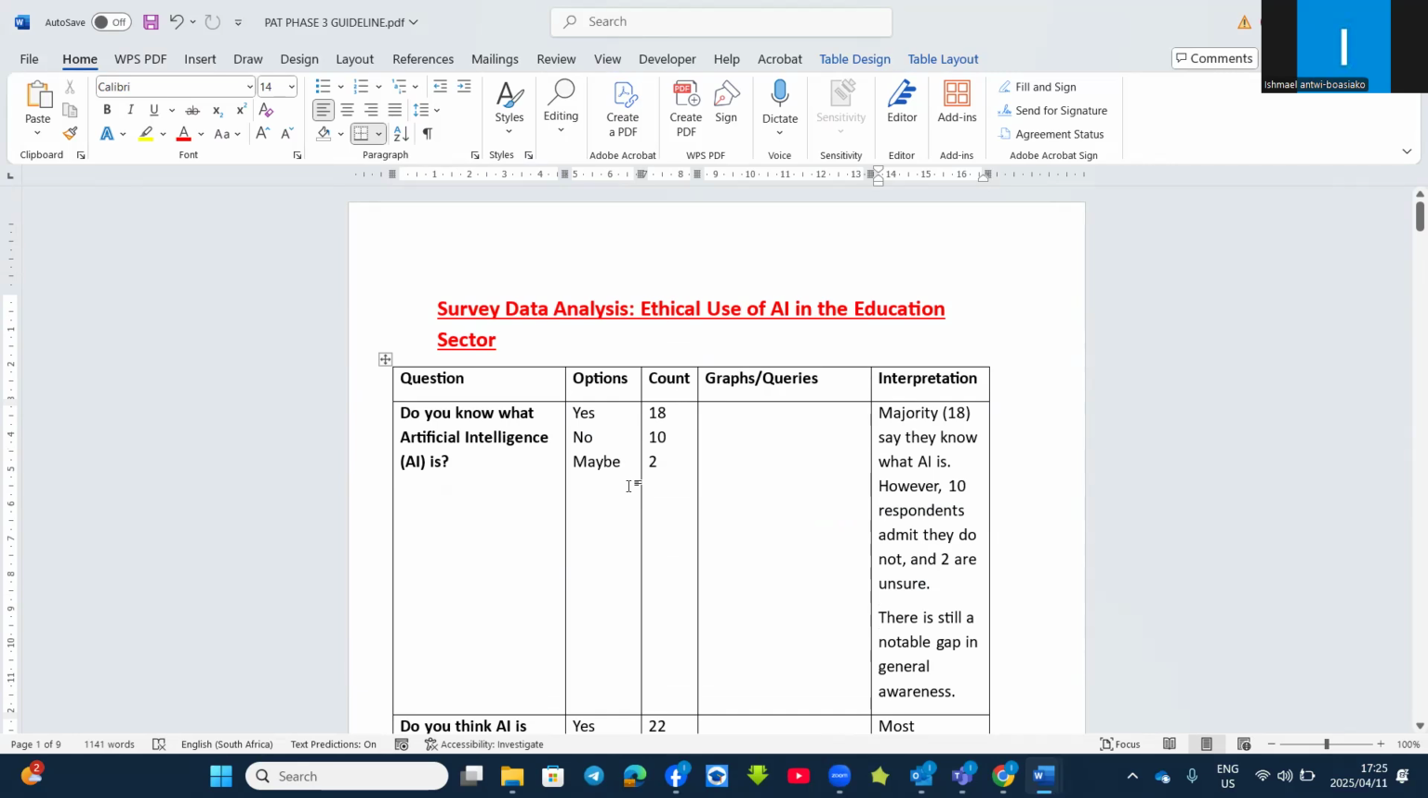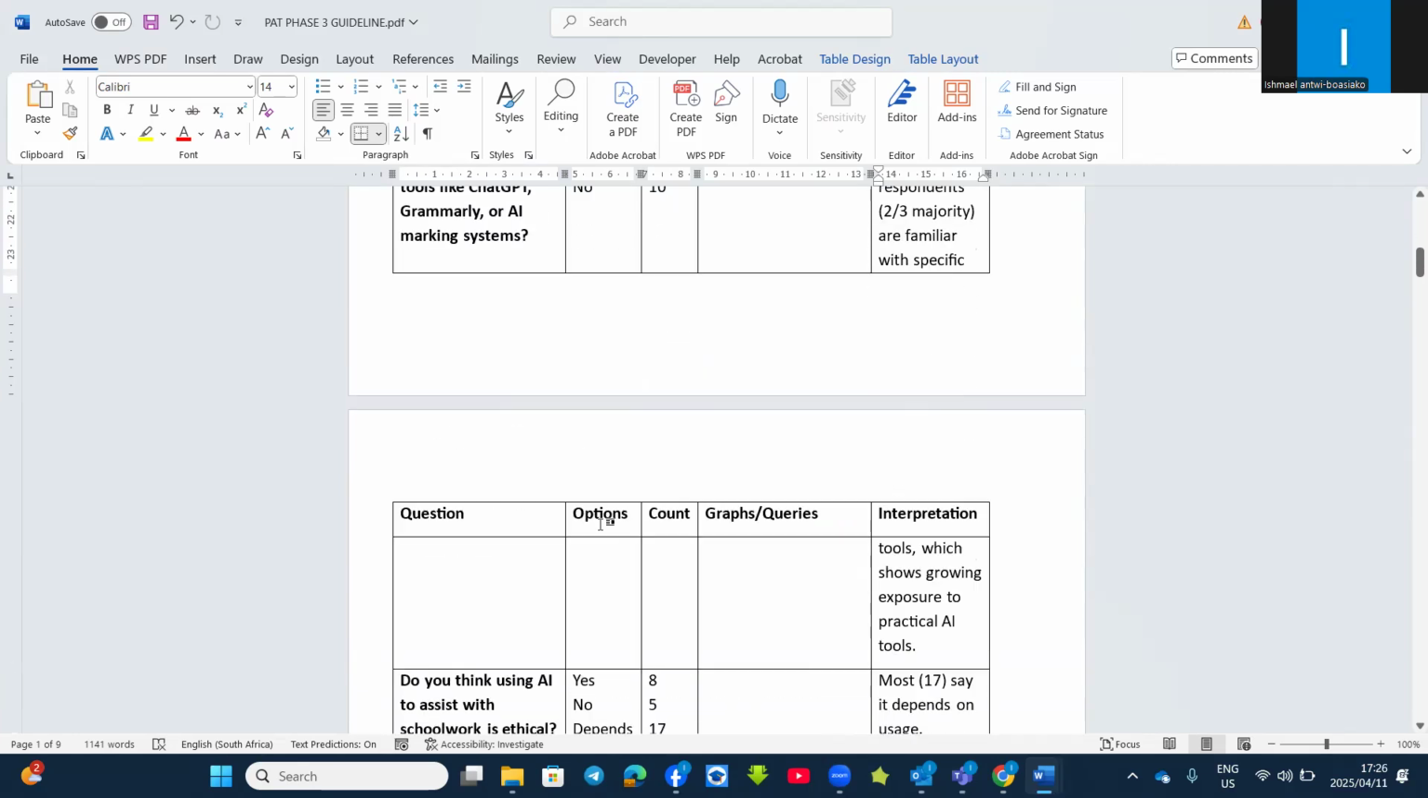Now let's move straight to phase 3. What you need to do, and that will be our next lesson.